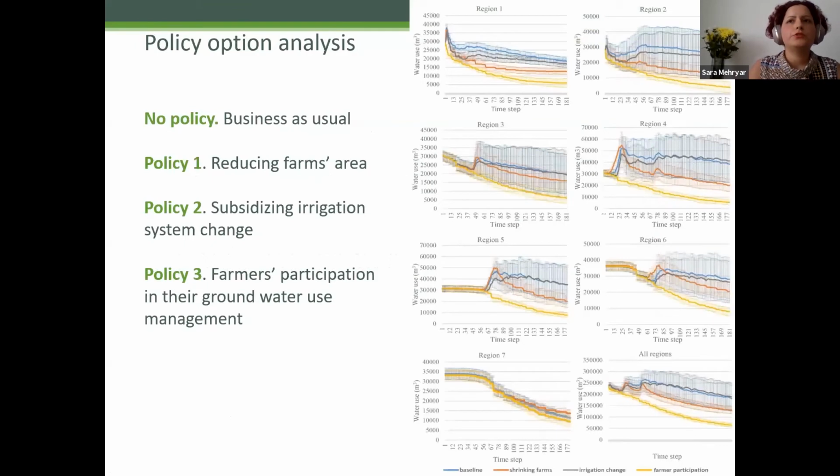It is important to note that we use this model to compare the impact of different policies. It's not really for predicting the accurate groundwater use over the next 10 years or 20 years. It's more like comparing: given that we know the behavior of the farmers, their decision-making process, and the changes that these policies may create in their behavior, what would be the impact of these policies, if we compare those policies with the business as usual and with each other.